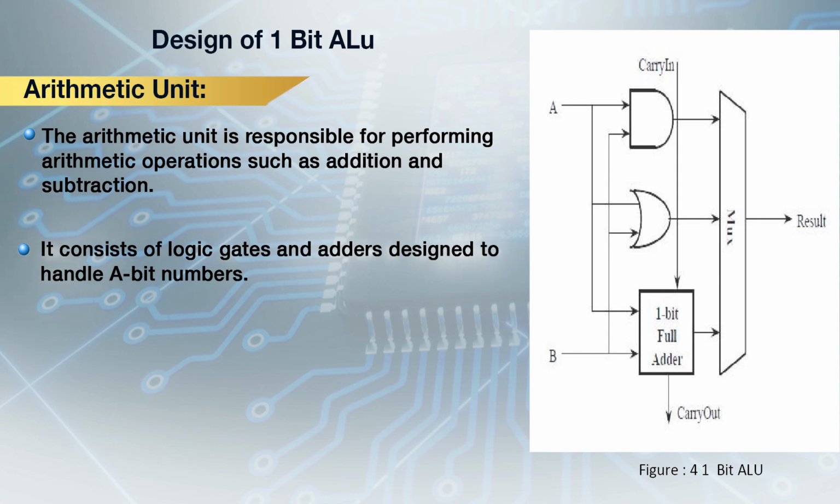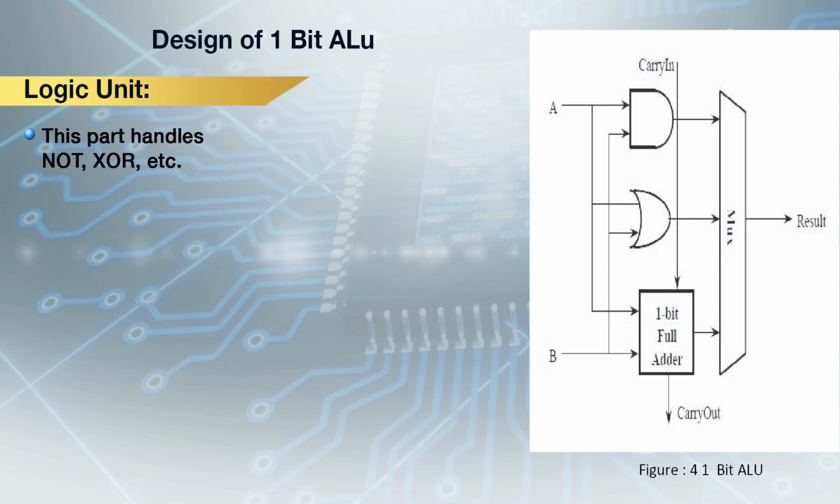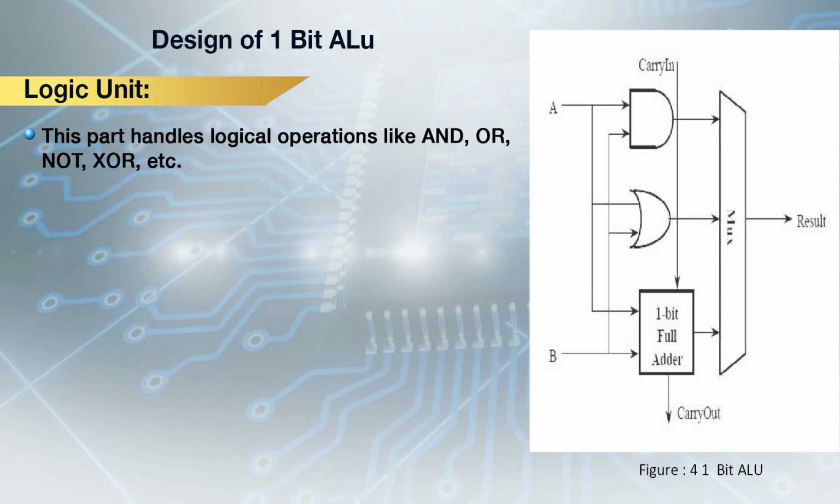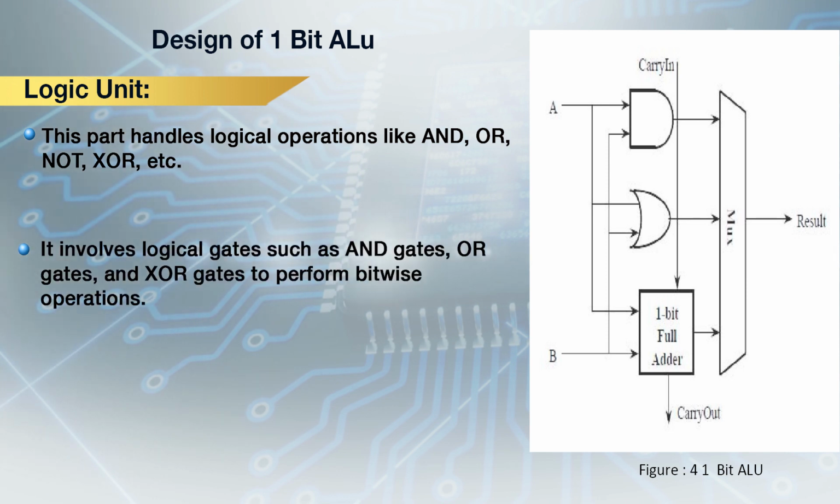It consists of logic gates and adders designed to handle a bit number. Logic units: this part handles logical operations like AND, OR, NOT, XOR gates. It involves logic gates such as AND gates, OR gates and NOR gates to perform bitwise operations.